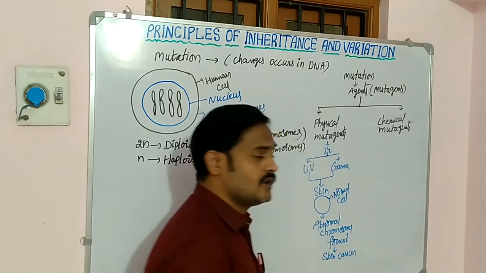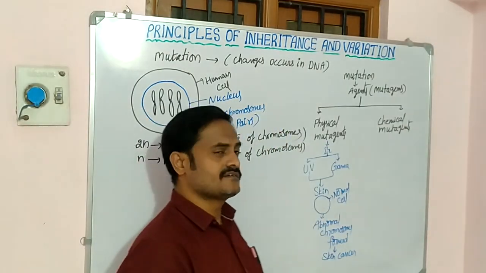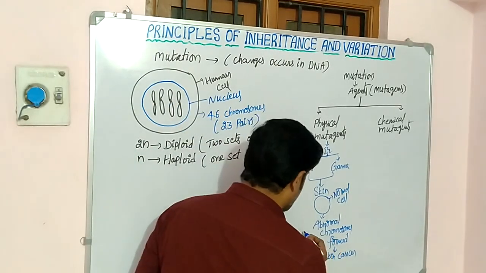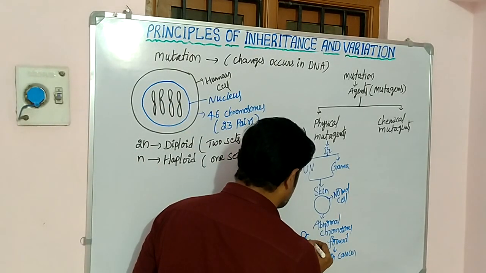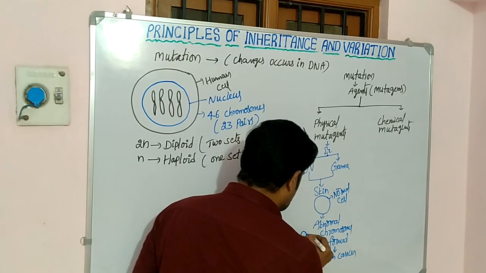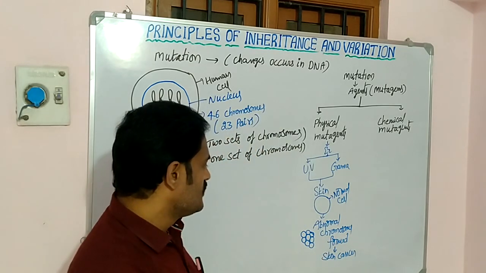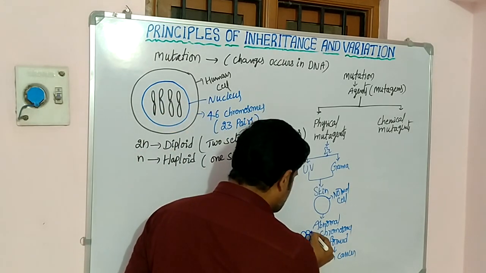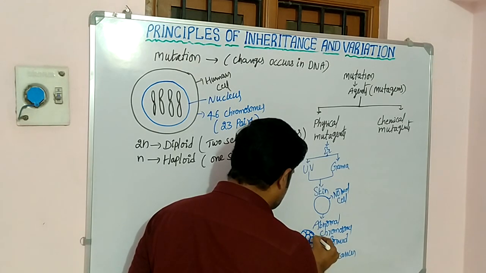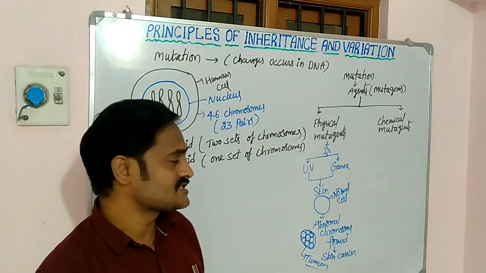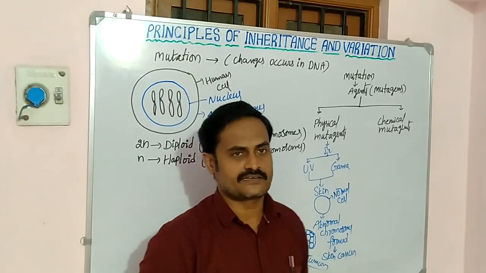You already know what the symptoms of cancer are: many abnormal cells are formed as groups like this. So a group of abnormal cells will form. These abnormal cells are finally converted into tumors. These kinds of tumors are what we call cancer.